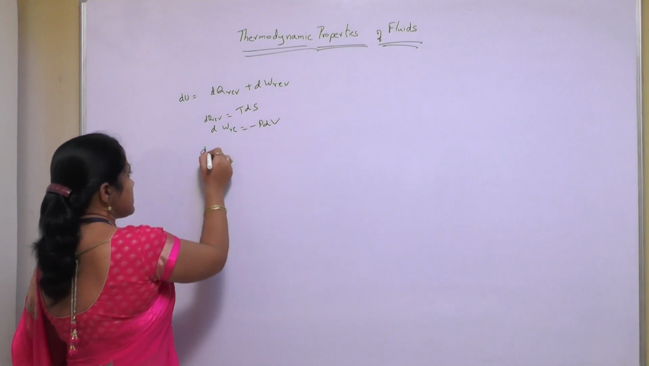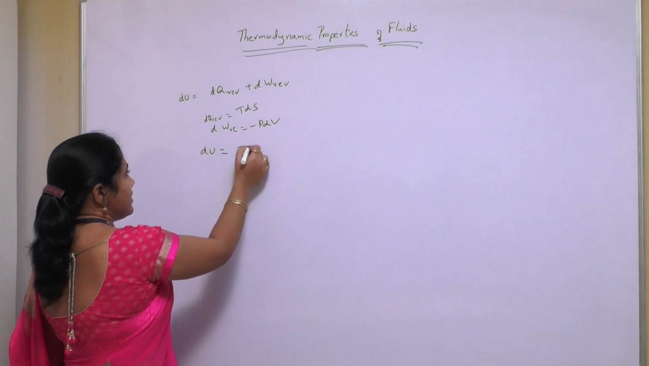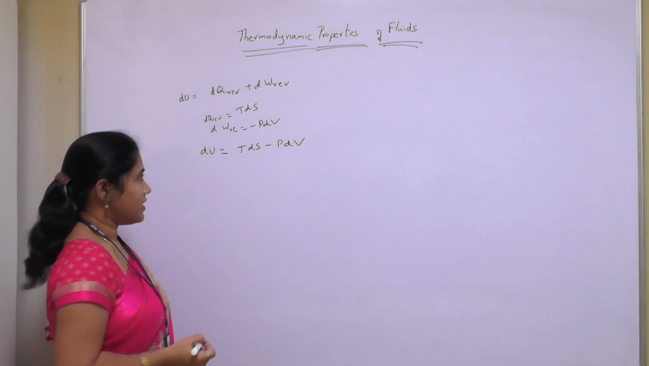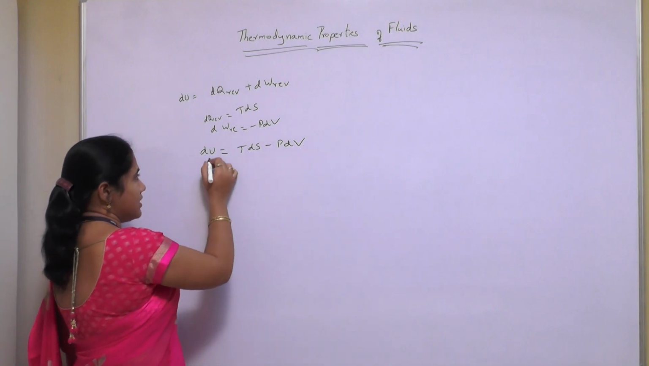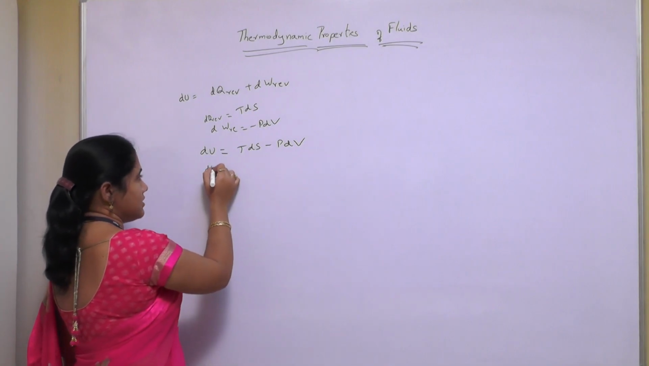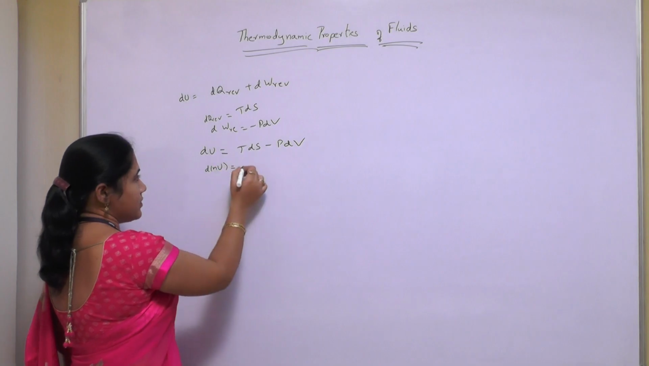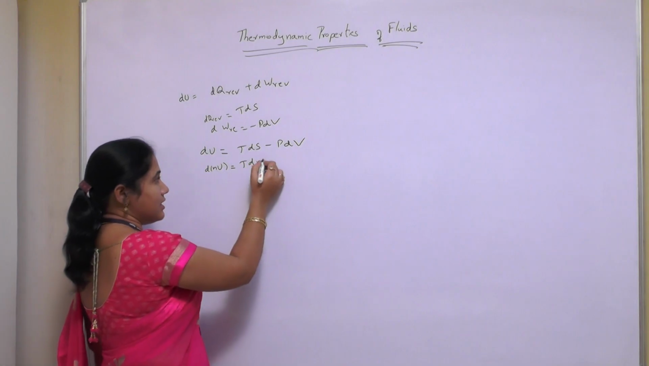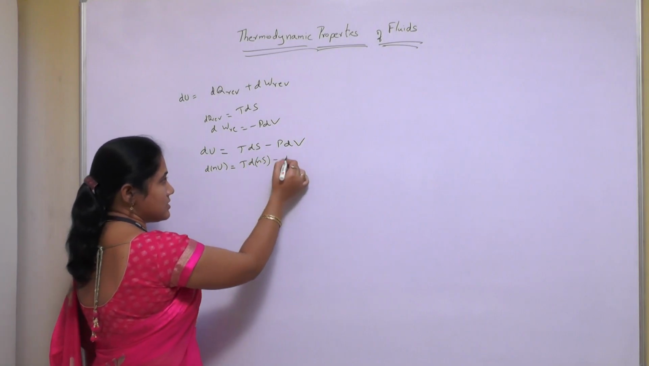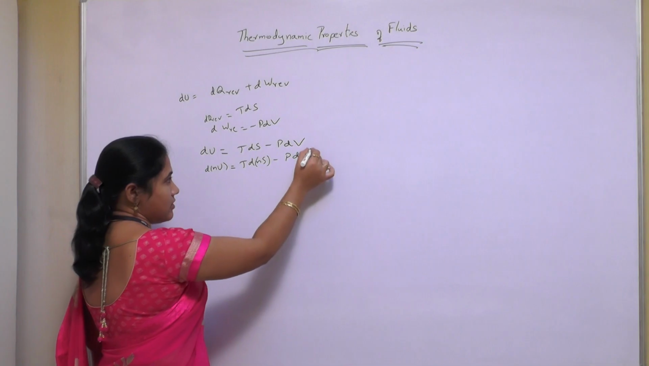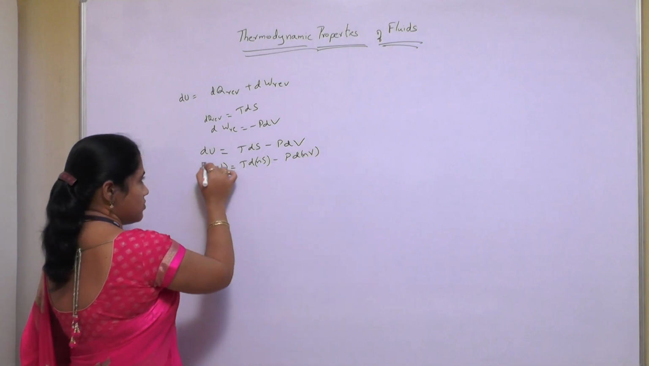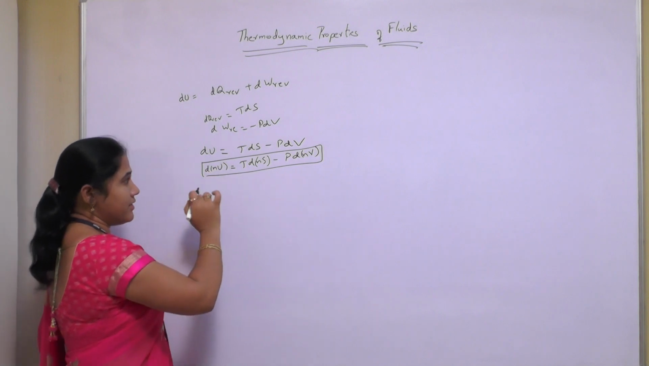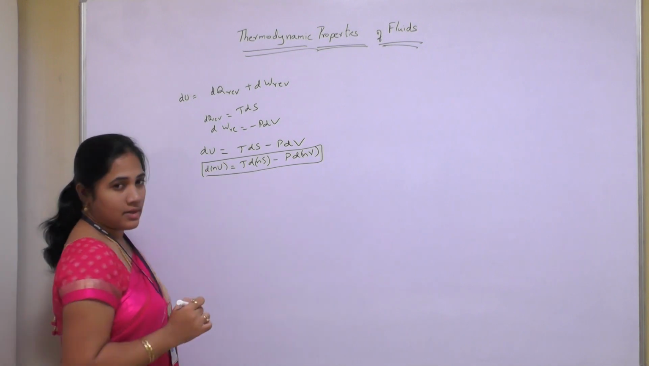Now we substitute this: dU equals TdS minus PdV. So this is for n moles: d(nU) equals T d(nS) minus P d(nV), where the temperature is constant and the entropy changes. So this is one relation for internal energy as a function of temperature and pressure.